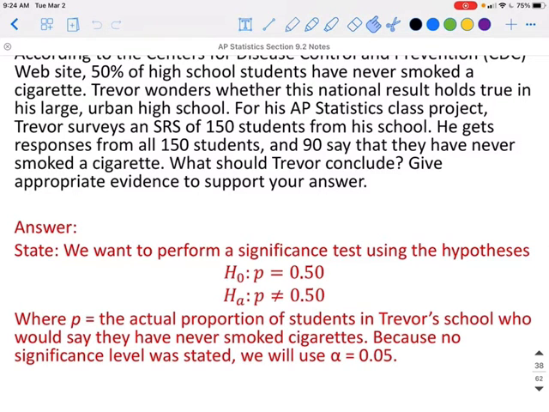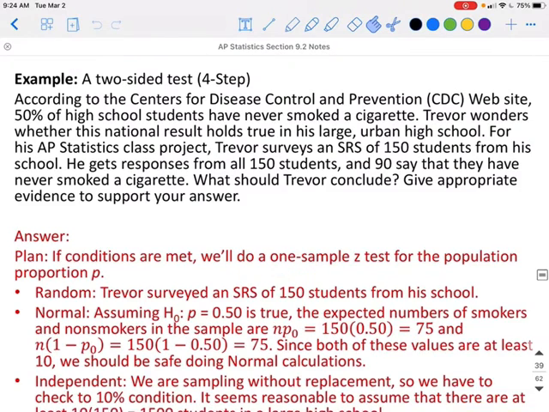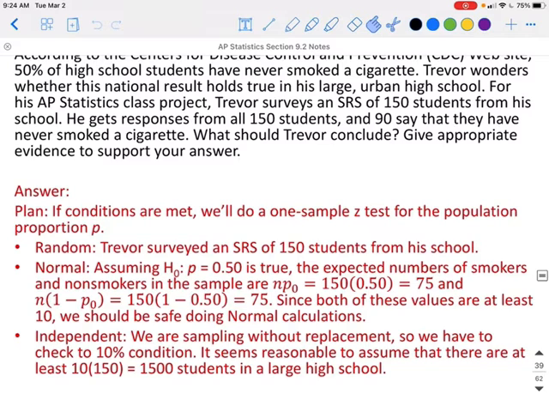Now for our plan, we're going to state what test we will do, and then we'll check our conditions. So if conditions are met, we'll do a one-sample z-test for the population proportion p. For random, it does say Trevor surveyed a simple random sample of 150 students from his school. To check for normal, we're going to do the sample size times the probability of success and the sample size times the probability of failure. Both of these we're going to get 75, and those are at least 10, so our normal condition is met. And for independent, since this is a large urban high school, we can assume 10 times 150, which is 1,500 students. We can assume there are at least 1,500 students in the school, so the independent condition has been met.